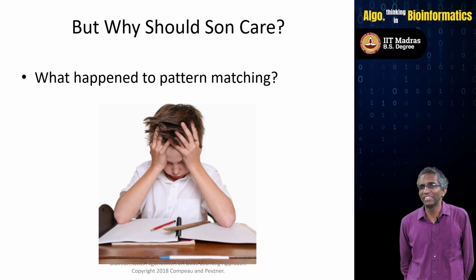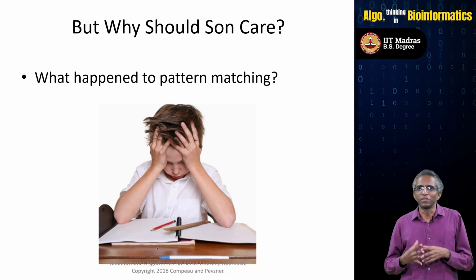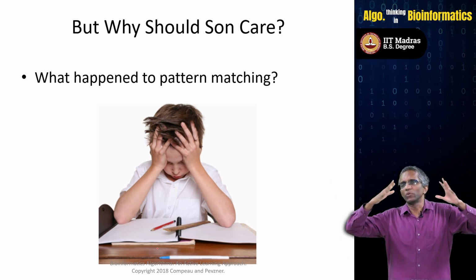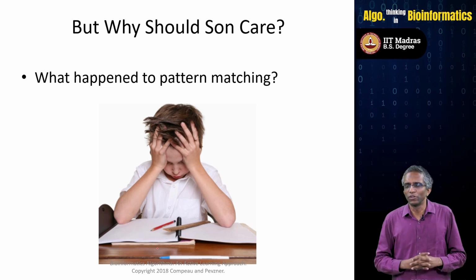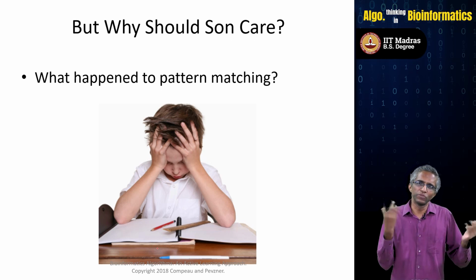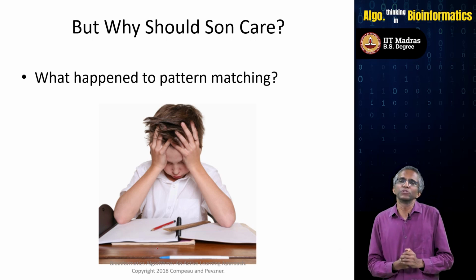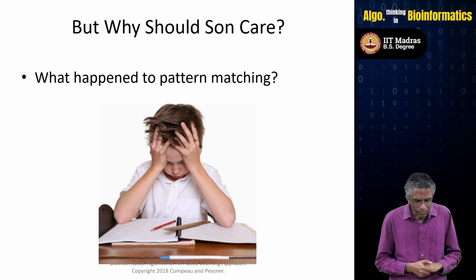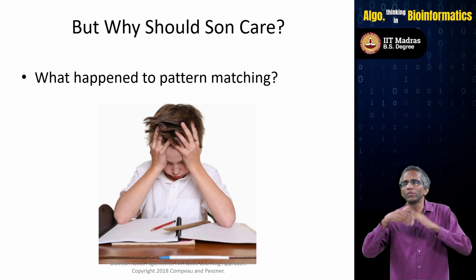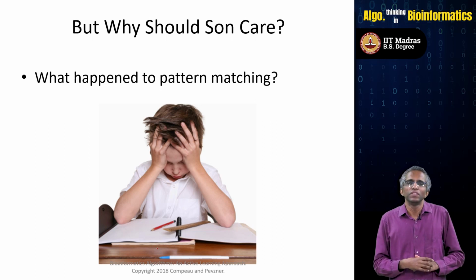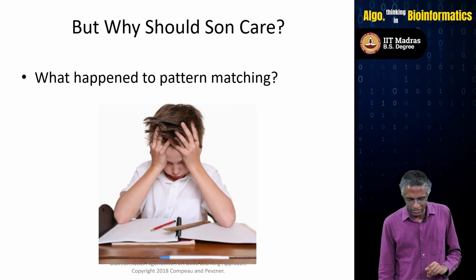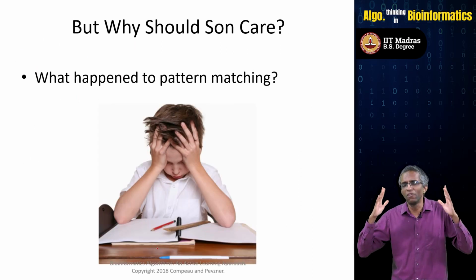Why should we care? What happened to pattern matching? I mean, you went into this digression of I need to reduce the space required to store a genome. For that we need to do compression and run length encoding, but the Burrows-Wheeler transform will make it easier to do run length encoding, right? But if we need to do the Burrows-Wheeler transform, we need to somehow also know how to invert it, and that we are now able to do in order of 2 times genome time, right? But then what is all this about pattern matching?